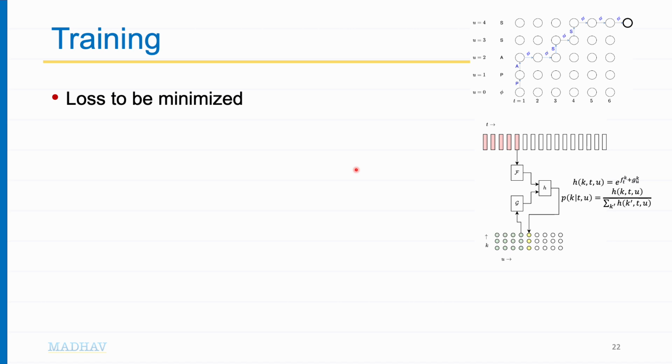All path probabilities for the known output. So it's likelihood, right? You want to maximize the likelihood of the known y, the probability of y given x and the theta parameters of the model. You want to maximize P(y given x, theta). Or in other words, you want to minimize the negative log likelihood.